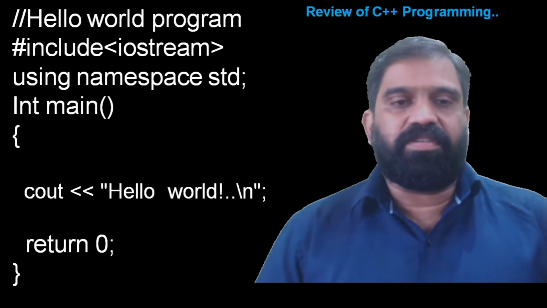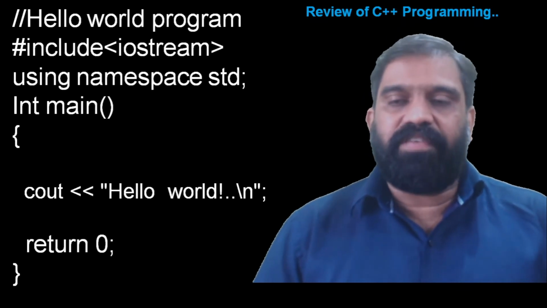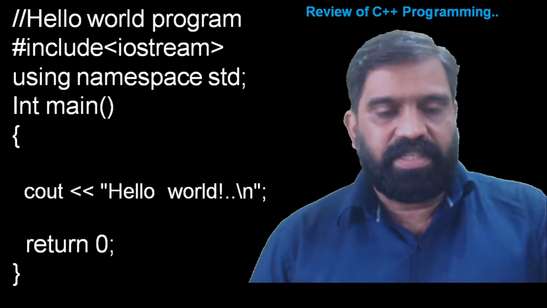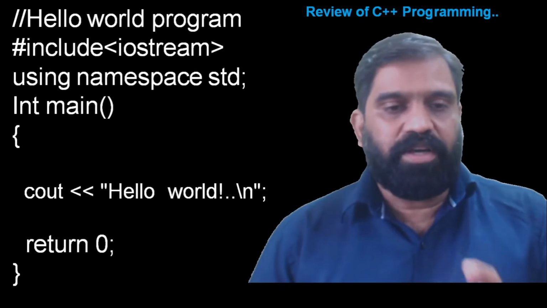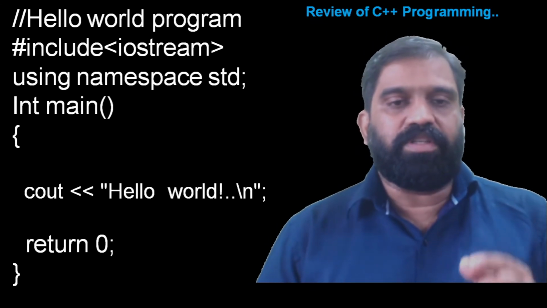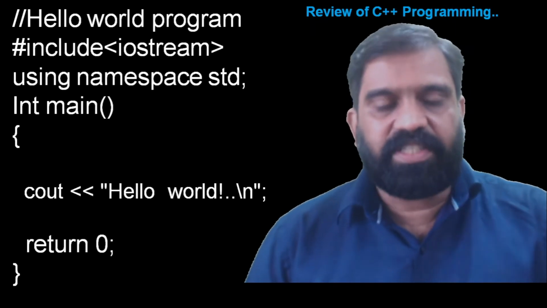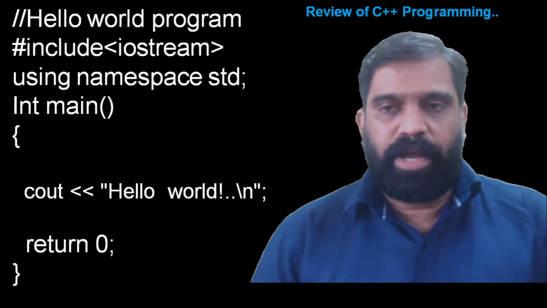Next statement is the namespace statement. This makes available the identifier cout in our program. I used cout here, that is why we have to include the namespace std. Next, the main function, which is the essential function of a C++ program.